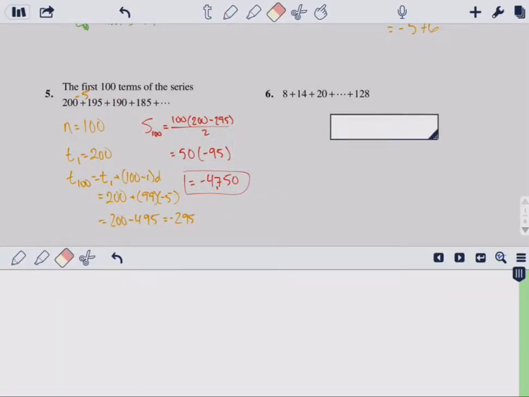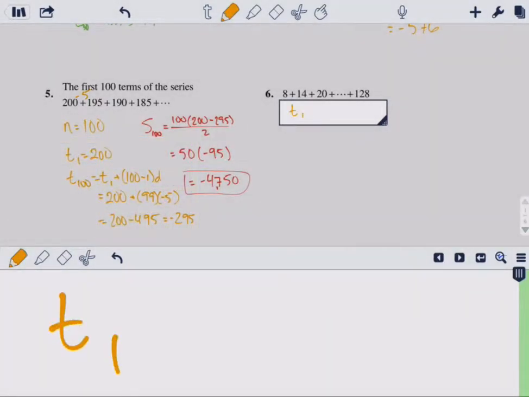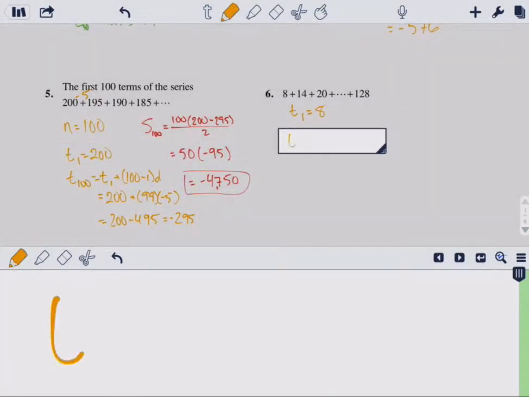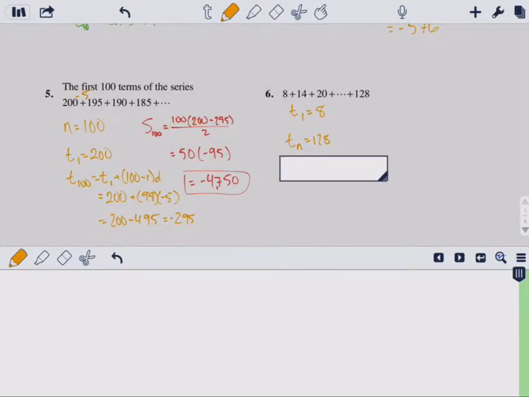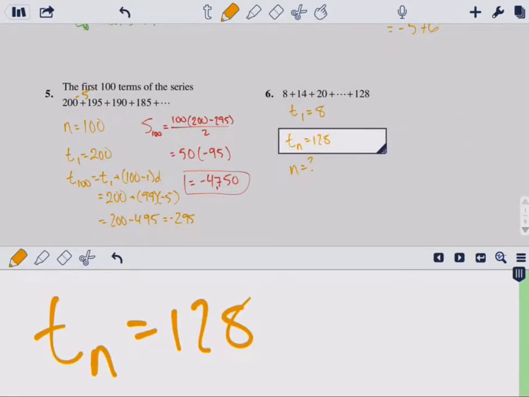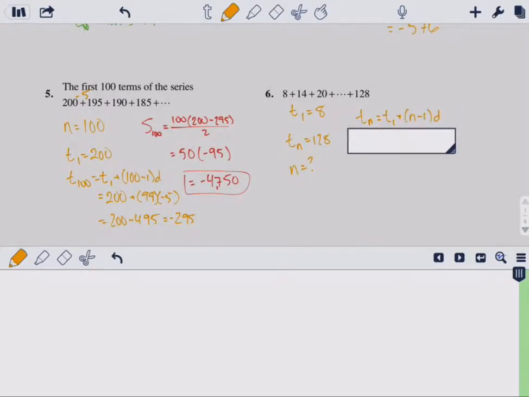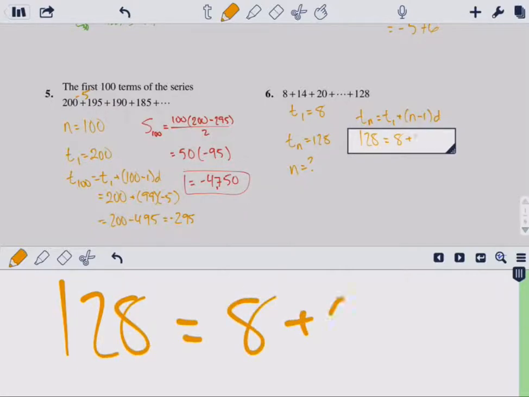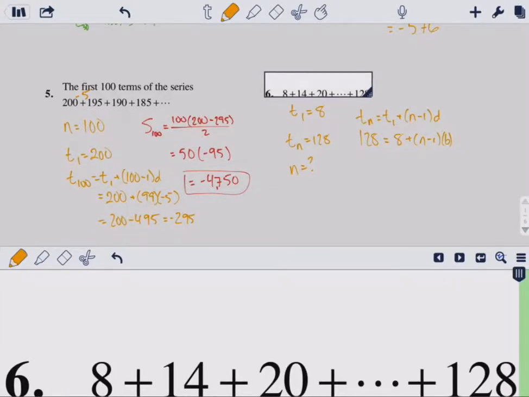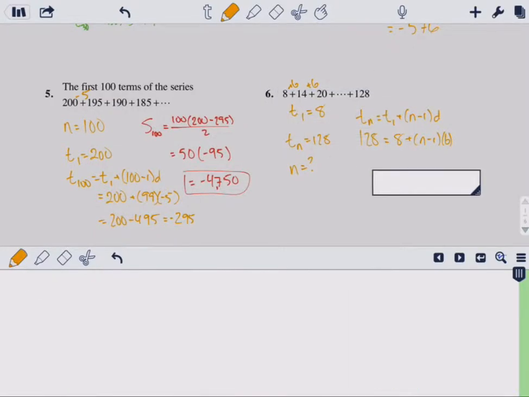All right. Okay, so this one, we're given t sub 1 is 8. We're given t sub n is equal to 128. What we don't know is what n equals. Okay, but using this piece of information, remember t sub n is equal to t sub 1 plus n minus 1 times d. T sub n I know is 128. T sub 1 is 8. Okay, n I don't know. D I can figure out as 6 because we are obviously adding 6 each time.